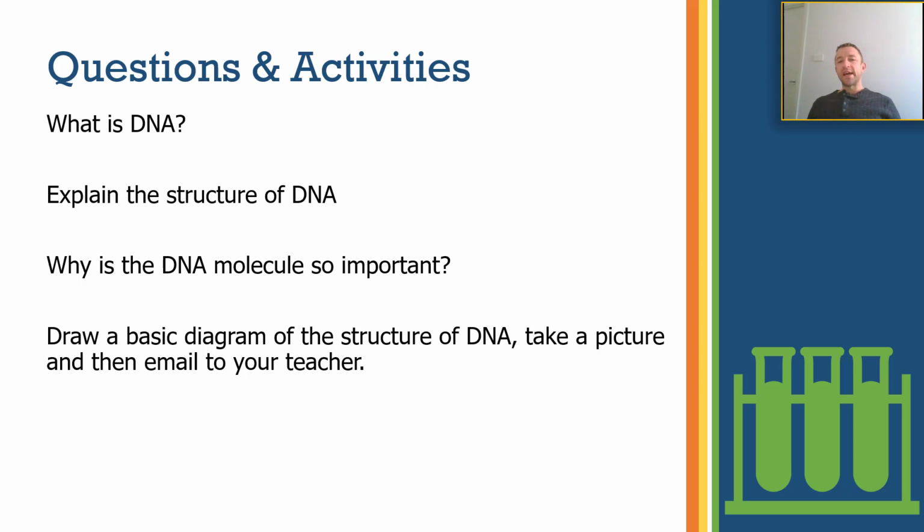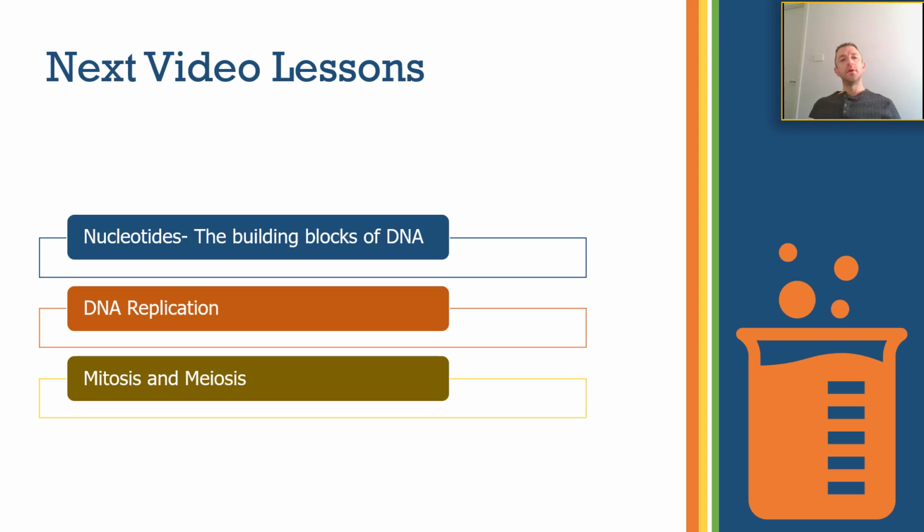A good thing to do would be to take a picture of that and send it to your teacher, and they can make sure that you've got that DNA molecule and the components of it where they need to be. If we can get this structure down pat, then we're going to find out what happens once it divides. We've got to break that molecule apart a little bit, and there's a process we'll go through. Next video lessons, we're looking at nucleotides, the building blocks of DNA. We're going to move on to DNA replication, and you should have covered mitosis and meiosis at some point, but if you haven't, we're going to be looking at those processes again, two different types of cell division, where DNA will be replicated.